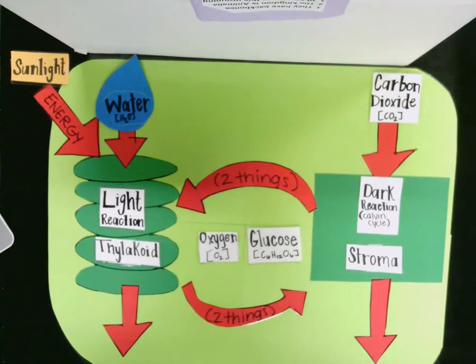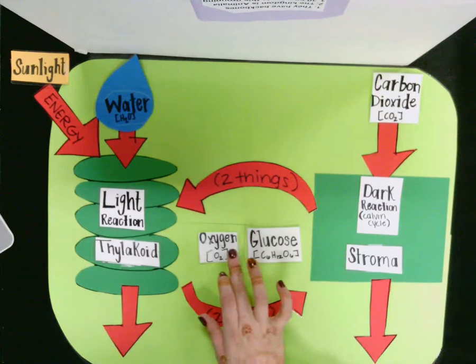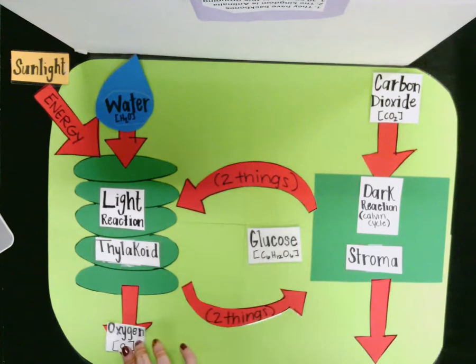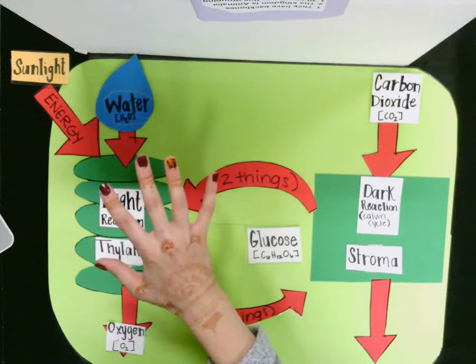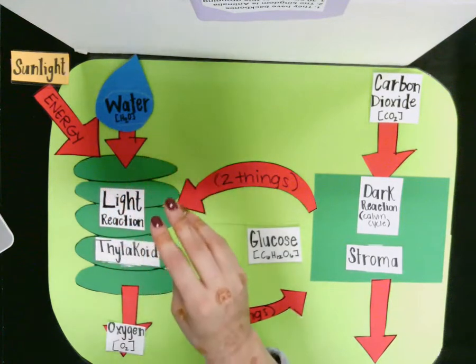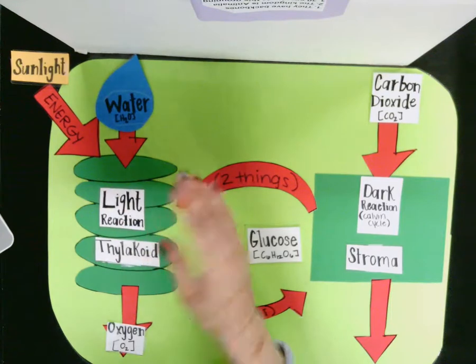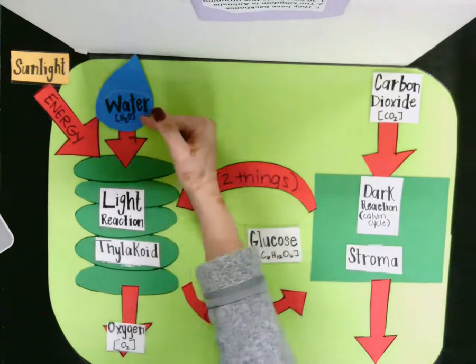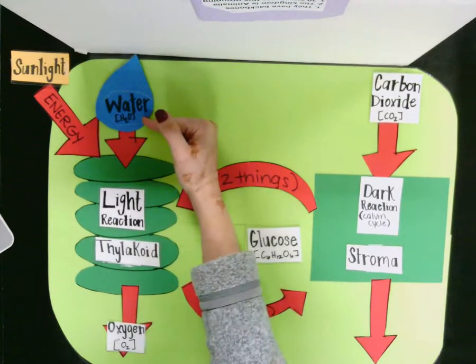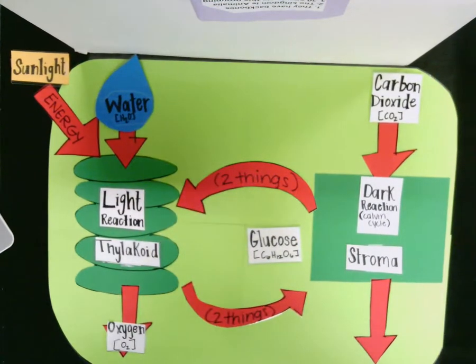How are we going to figure out which goes where? Well, oxygen goes right here, and I'm going to talk to you about how we get that, okay? Sunlight comes in and it breaks down the water using electrons, and it gives us oxygen. Well, that oxygen came from the water, but what's going to happen to that hydrogen?